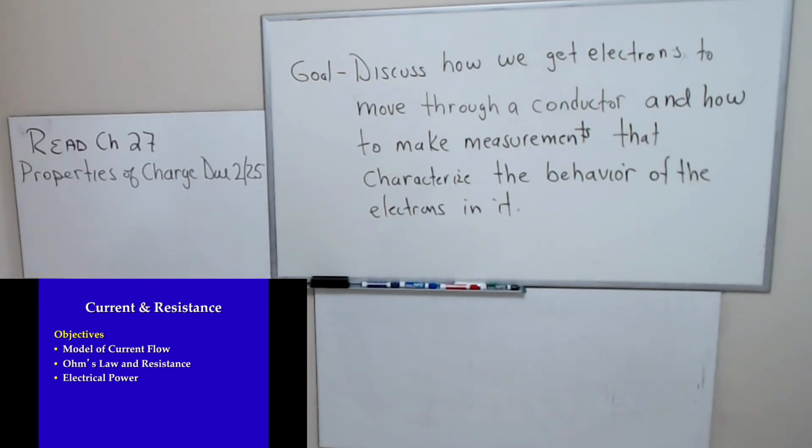So my goal today is really to discuss how we get electrons to move through a conductor, and for us it's going to be a wire, and how to make measurements that characterize the behavior of the electrons in the conductor. Because that's what we're going to be doing a lot of in this course, and some of you folks are going to take Engineering 17, and that's all you're going to be doing in that class. But before I get started, do you have any questions regarding the properties of the charge lab?